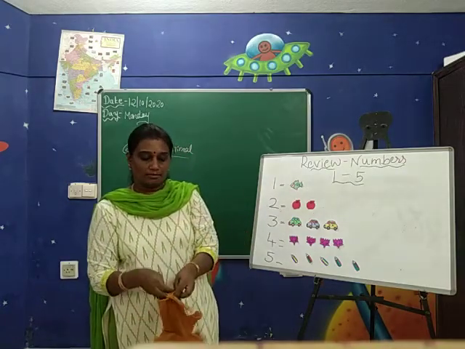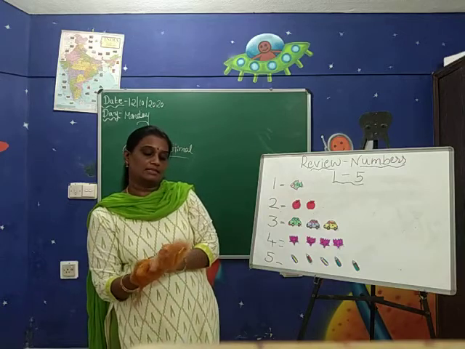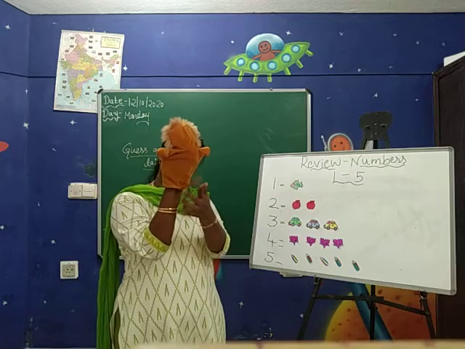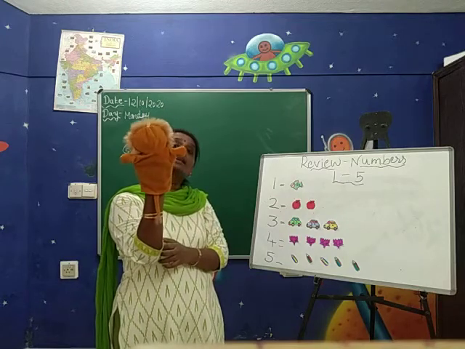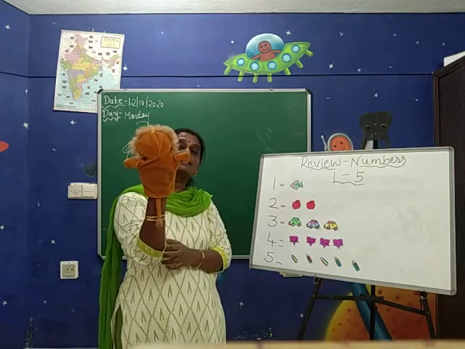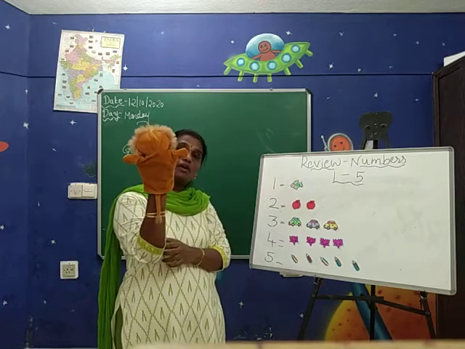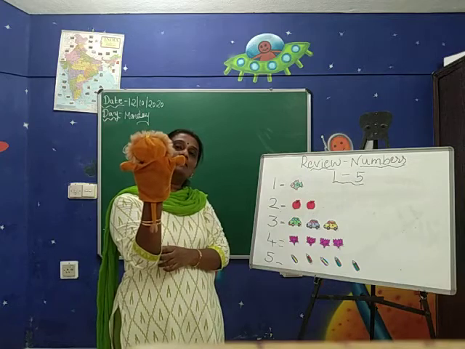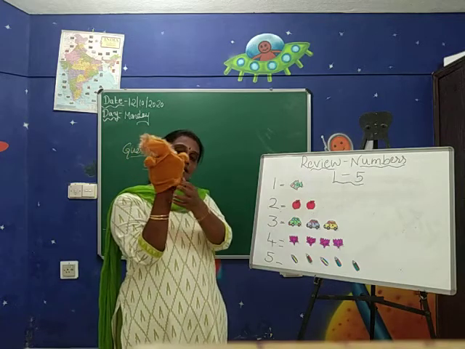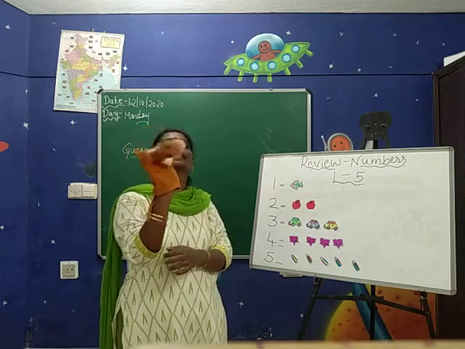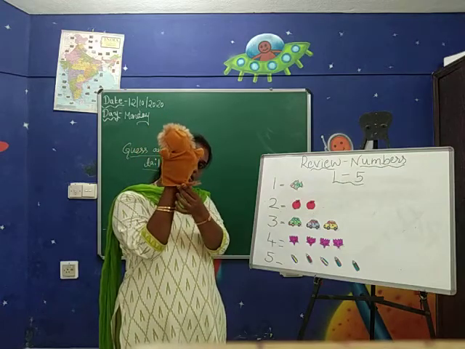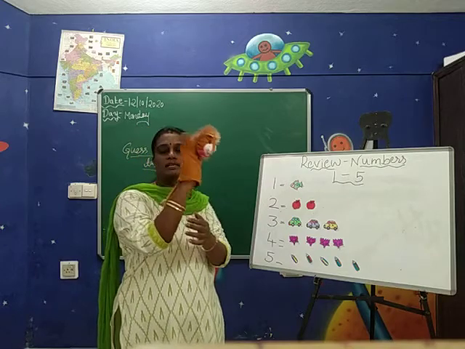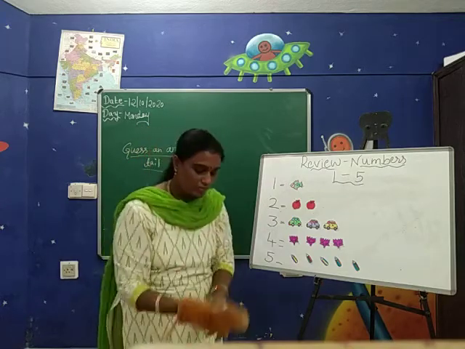I will go for the next animal. Yes, children, can you guess and tell the tail? This animal is the king of the forest. Which animal? Tell the name of the animal which is the king of the forest. That is lion. Yes. So, the king of the forest is lion. Can you see the tail? Yes, very good.